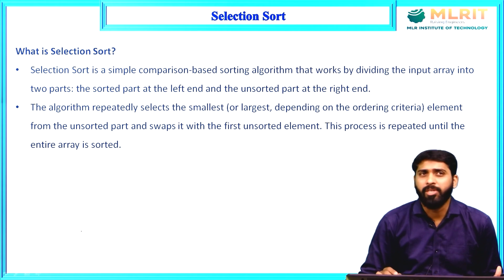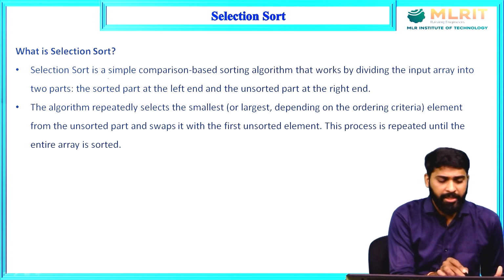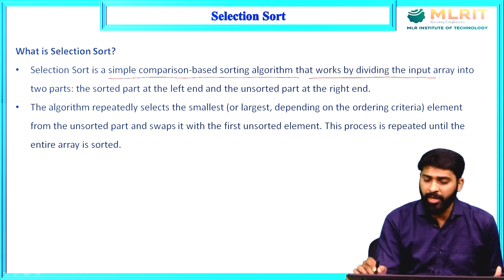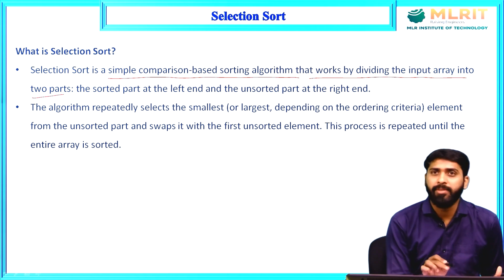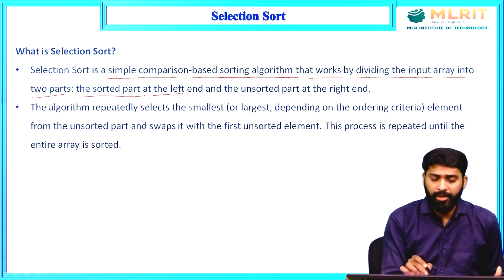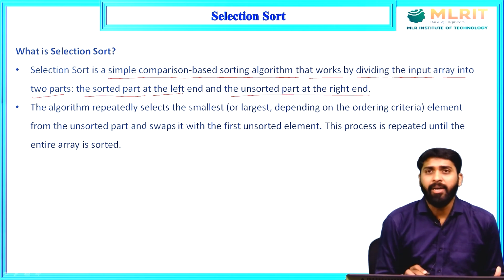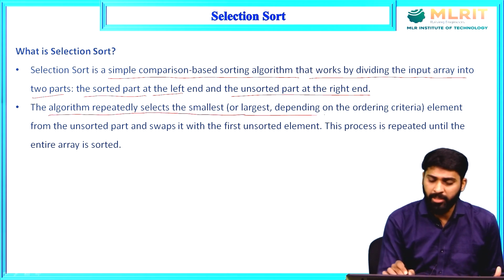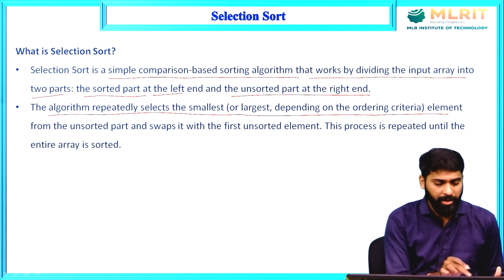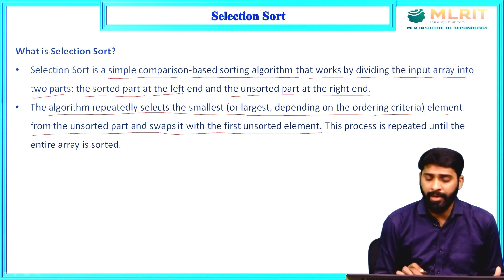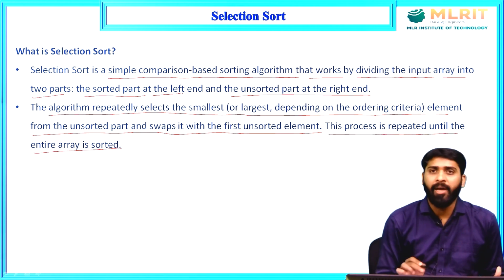So what is selection sort? Selection sort is a simple comparison based sorting algorithm that works by dividing the input array into two parts: the sorted part at the left and the unsorted part at the right. The algorithm repeatedly selects the smallest or largest element from the unsorted part and swaps it with the first unsorted element. This process is repeated until the entire array is sorted.